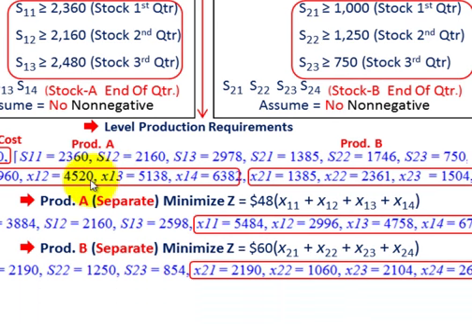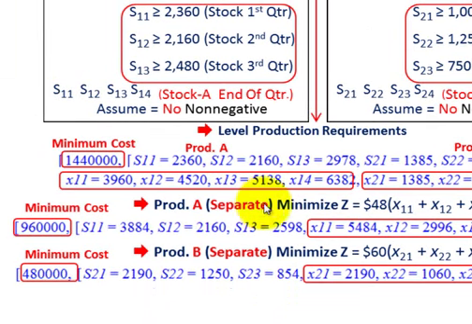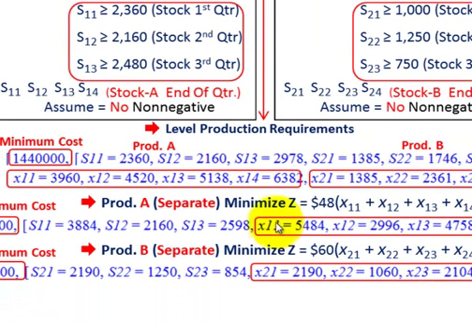Okay, and then if we just looked at product A separately here, just say minimize the cost of producing product A separate from product B, again, you're going to come up with a minimum cost here, $960,000, and then you're going to have your quantities here for the end of the period for your stocking requirements, and then your unit quantities here that you have to produce for each of those 4 periods as well.